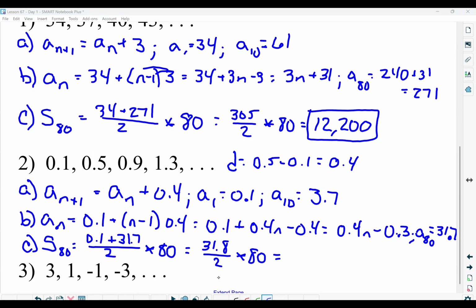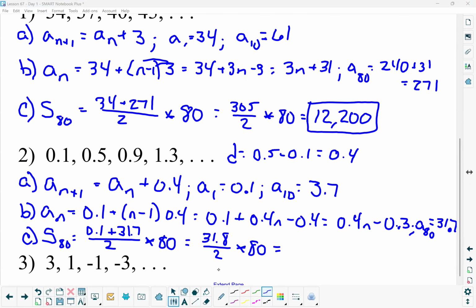Just makes it really easy. 31.8 divided by 2 times 80. And I get a total of 1,272.